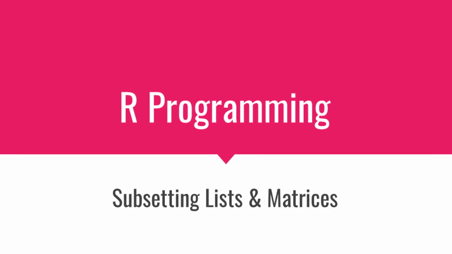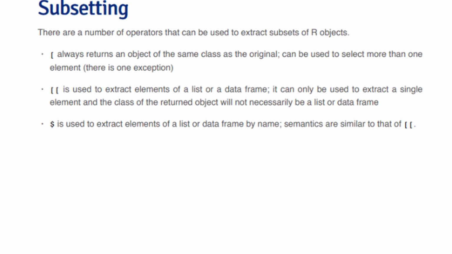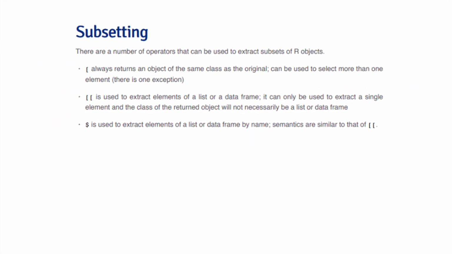So I'm going to continue to talk about data types and basic operations in R. In particular, in this video, I'm going to talk about subsetting objects in R. There are a couple of different operators that you can use to extract subsets of R objects: the single square brackets, the double square brackets, which we saw in the previous video, and the $ sign.